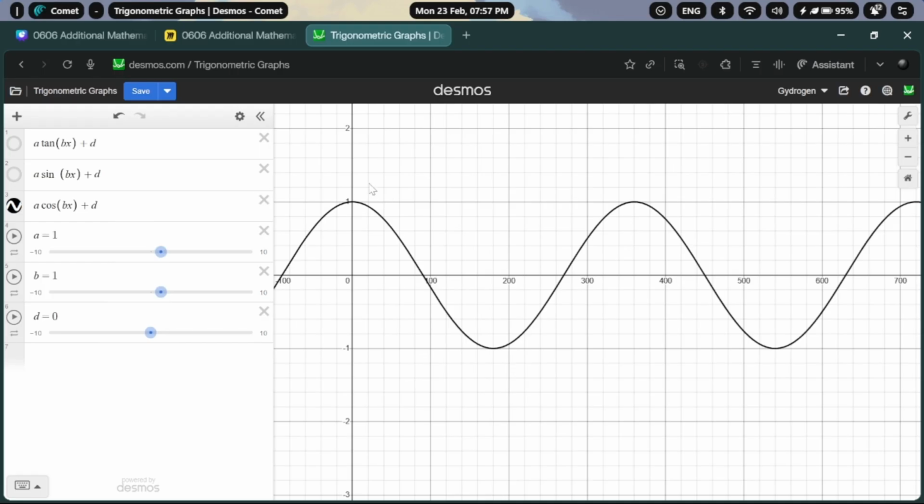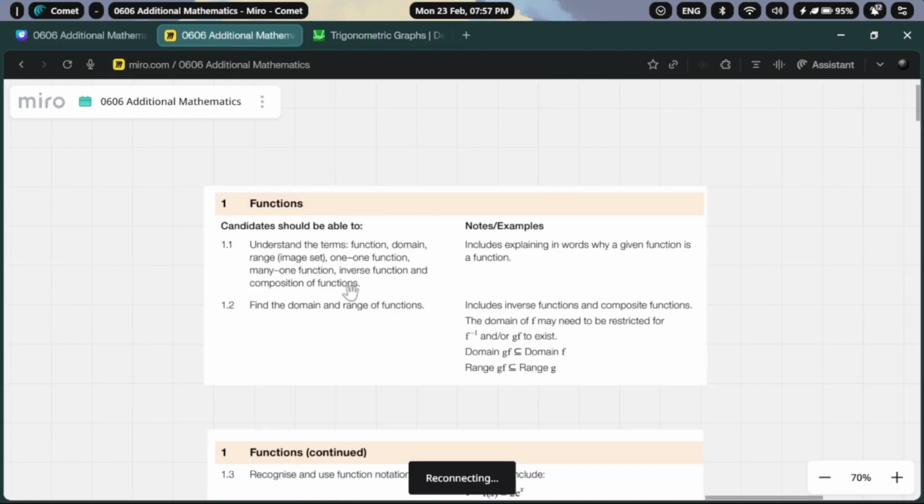So I'll mention the link for this template for Desmos. Make sure that you check this out because this can help you actually perform better for your exams since you would have transformed graphs as well.